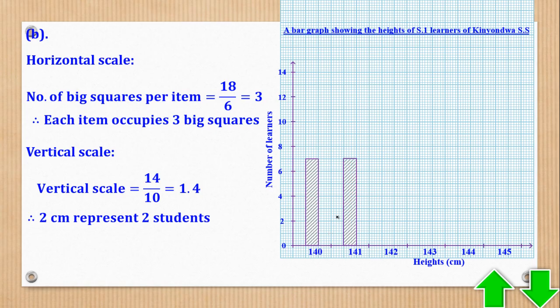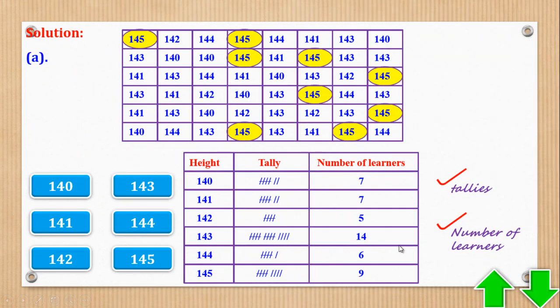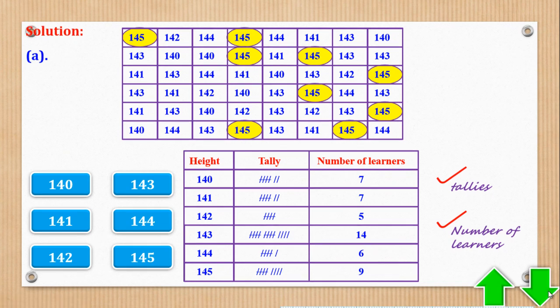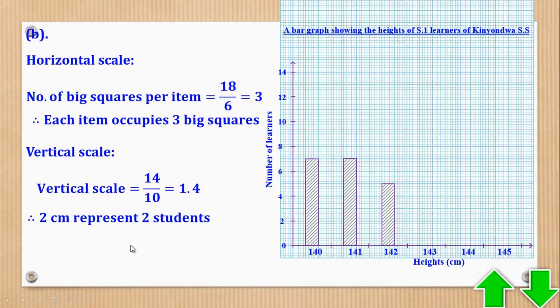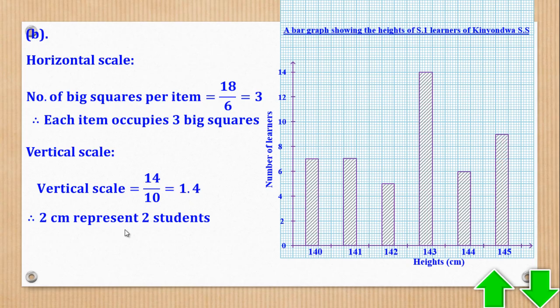Now shading, here I shaded. It is good to shade, but if you are caught with time, it is okay not to shade. Next was 5. Then next was, let's go back and see. Next was 14, 6, and 9. So I'll come and draw this 14. Then 6. And lastly 9. So basically that's what they wanted by a bar graph.